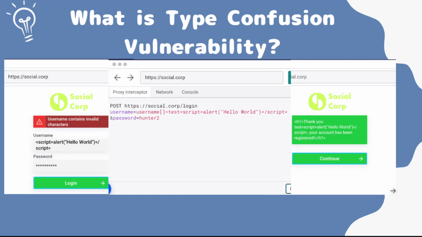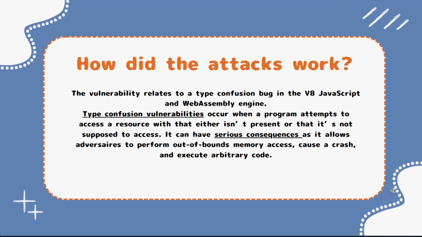So the website is essentially running a script that it is not intended to, and maybe even after he finishes logging in, the script continues and might display a message called hello world to everyone on this website. That is how a type confusion vulnerability works. So again, this further explains it.